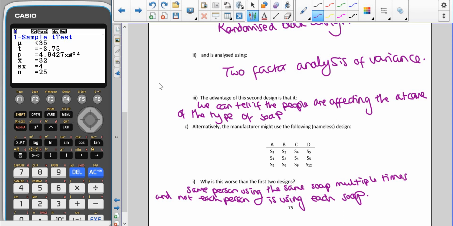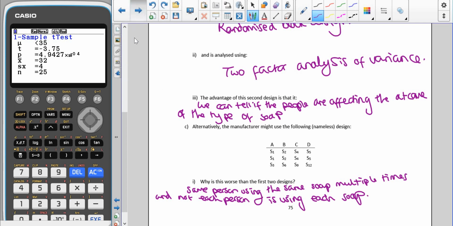Well, we've got the same person using the same soap multiple times, and also we have each person only using one type of soap. So person 1 can't make a comparison between soap A and soap B because they're only using that first soap. But also that person is using the same soap twice. So if their result is really good or really bad, that is going to affect the outcome for A. And the same with person 2 for B, and so on. So that is why this is the worst design.